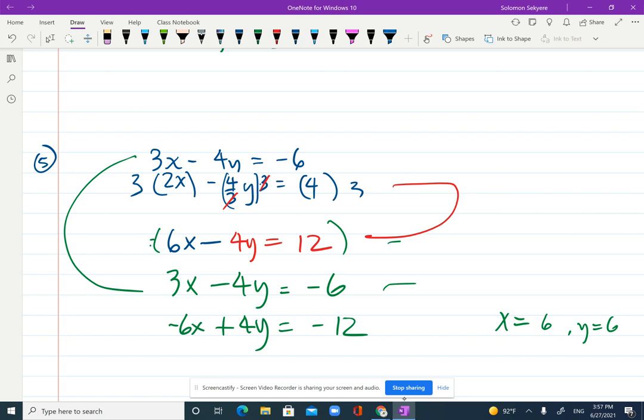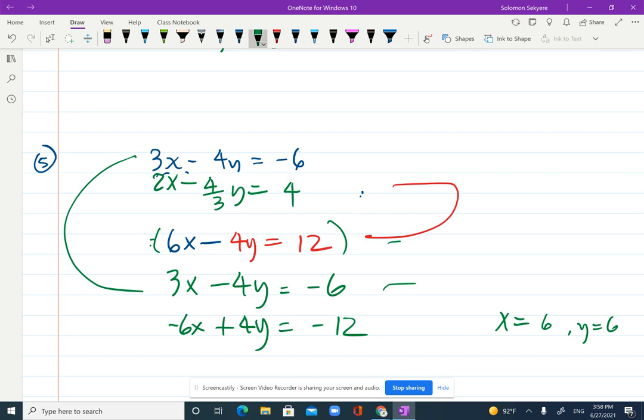Okay, we have what? We have 2x minus 4 over 3y, is equal to negative what? 2. Sorry. Equal to 4. Sorry, it's equal to 4.